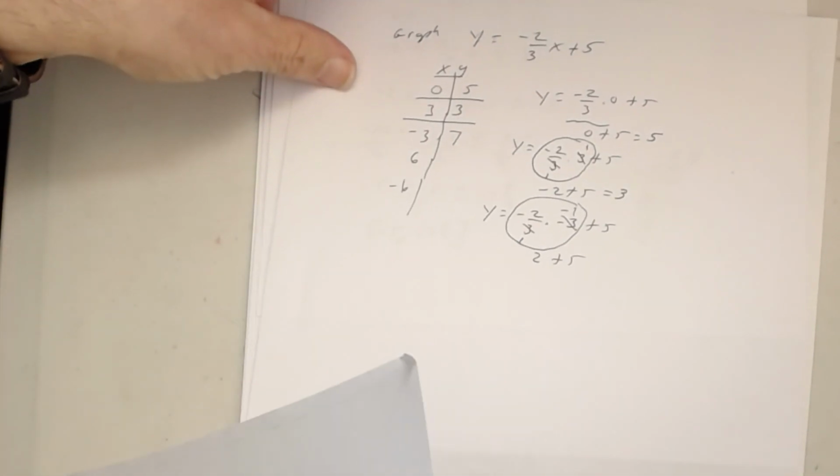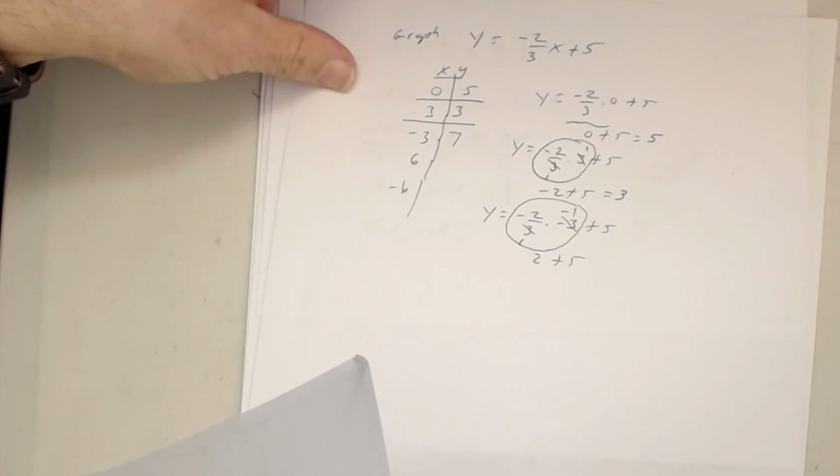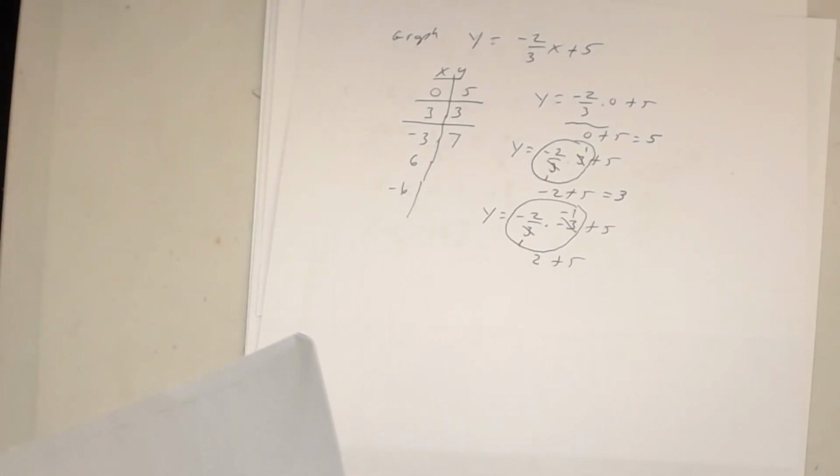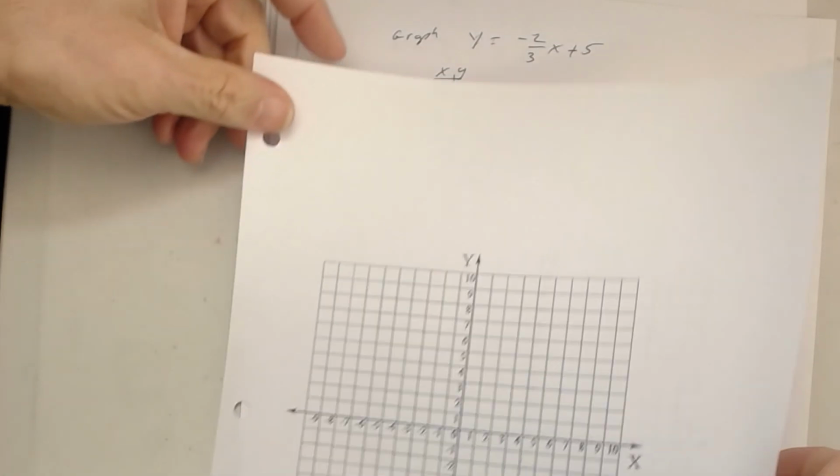Now, so I plot the point 0, 5. Where is 0, 5 located? We talked about quadrants and we talked about axes. Is 0, 5 located in a quadrant? No. It lies on an axis. Which axis is 0, 5? The y. Okay?